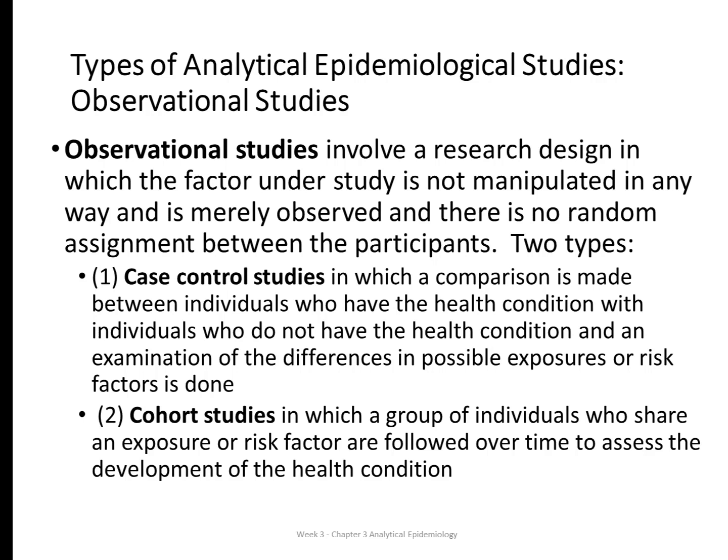The second type of observational study is cohort studies. This is where a group of individuals who share an exposure or risk factor are followed over time to assess the development of the health condition. One of the most well-known cohort studies is the Nurses' Health Study. This study started in 1976 and is now enrolling nurses for its third generation or cohort. Up to date, it has included up to 275,000 participants. So this is a prospective study because it is looking forward.